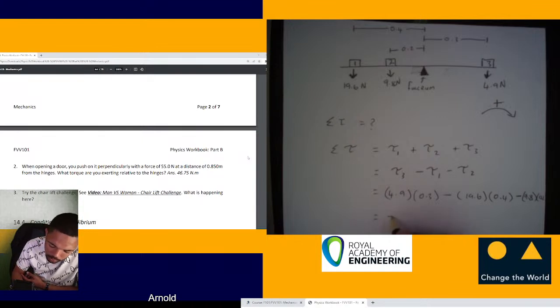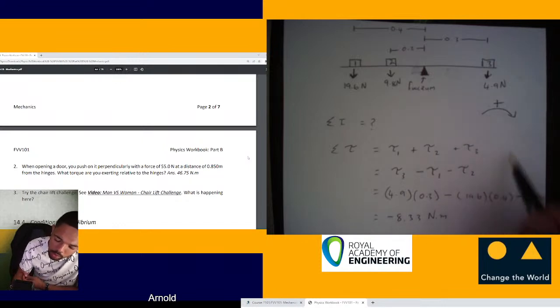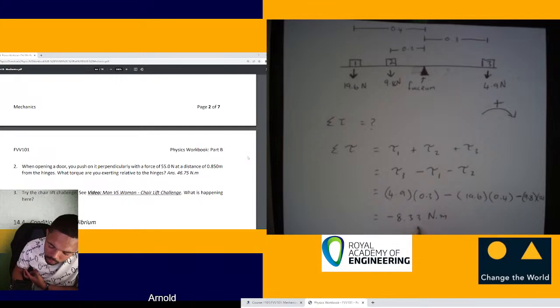And if we subtract it all, we get negative 8.33 Newton meters. That negative just indicates it's opposite to the direction we chose as positive. So since we chose clockwise as positive, it means this is a torque of 8.33 Newton meters in the anti-clockwise direction, or counterclockwise direction.